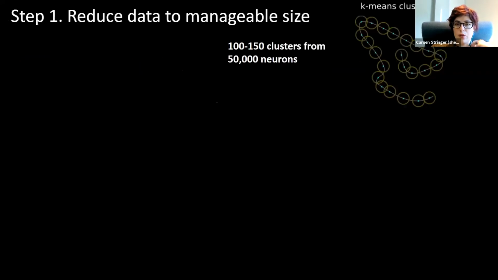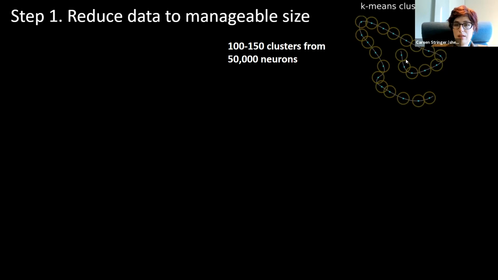Okay, so the first step is we reduce the data to a manageable size. In our latest recordings, we're able to record 50,000 neurons at 3 Hertz. And so in these really large scale recordings, we first want to reduce the data to a size that we can deal with. To do that, we do K-means clustering, and we can extract around 100 to 200 clusters from these neurons. The reason we choose K-means clustering rather than another clustering algorithm is because it gives us a covering of the space.